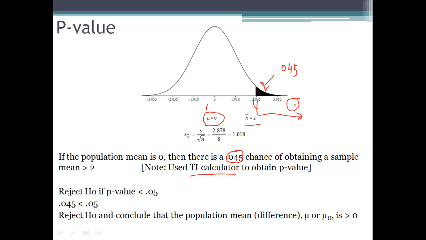Putting this in the context of this specific problem, we'll reject H0 if the p-value is less than 0.05. It is, so we will reject H0 and conclude that the population mean, or the population mean of the differences, is greater than 0, that there has been a change, that the stress level has gone down. It was higher before than it is after.